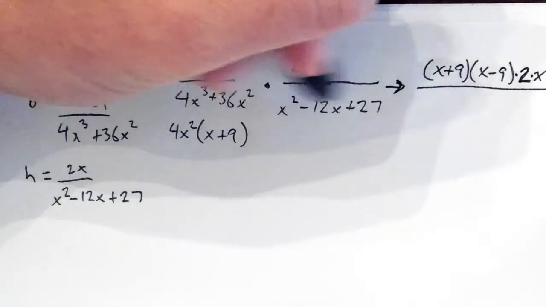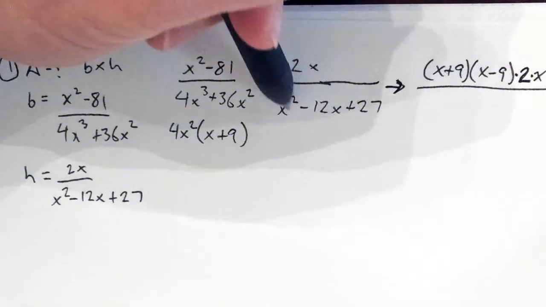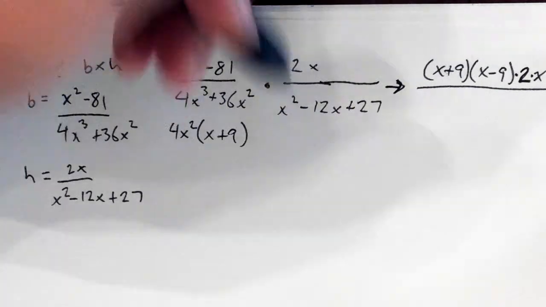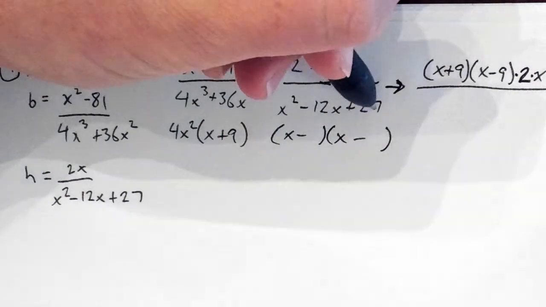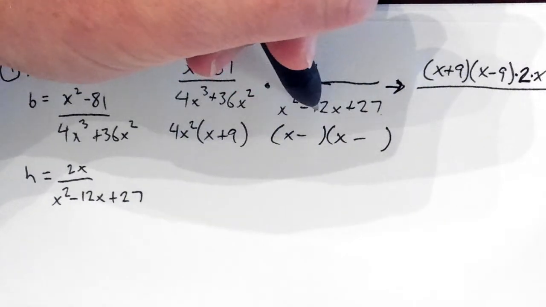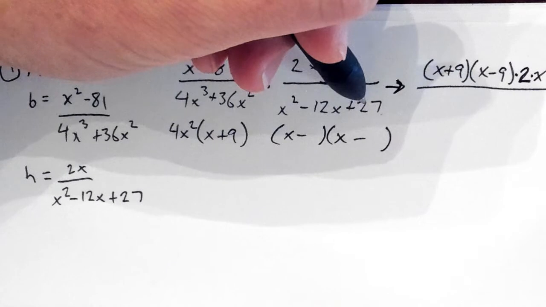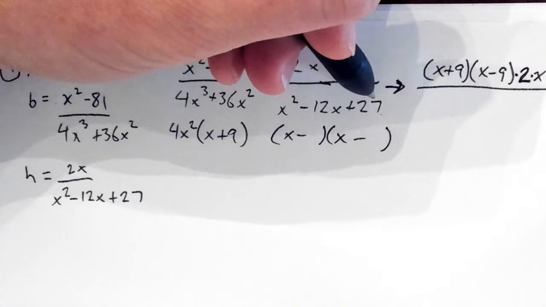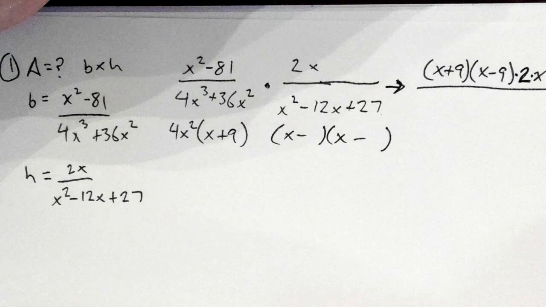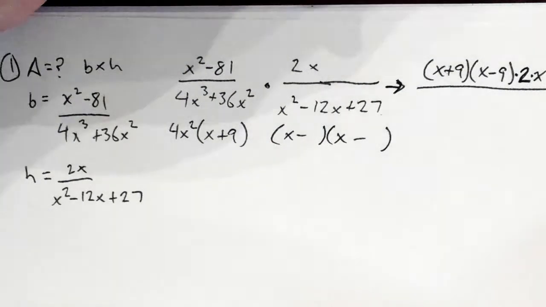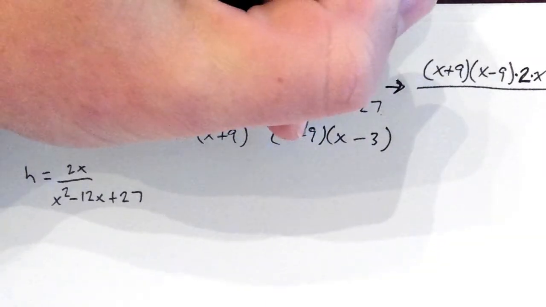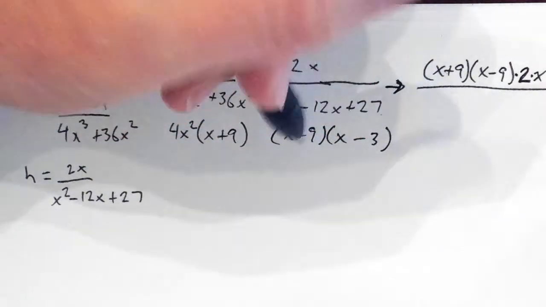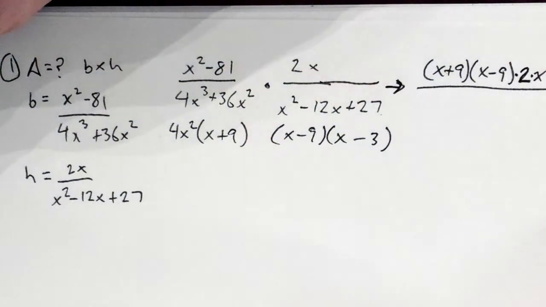I'm going to take care of factored form on this side. To get this in factored form, I look at my signs. Minus, plus is going to give me x minus, x minus. I need to know what factors of 27 add up to 12. We've got 1 and 27, 2, nothing, 3 and 9, and that's the one we want to use: 9, 10, 11, 12. So we have 9 and 3. Negative 9 plus negative 3 is negative 12, and negative 9 times negative 3 is positive 27.